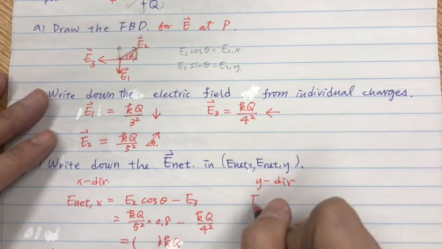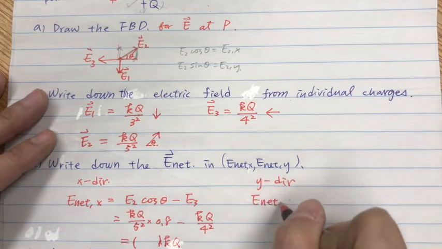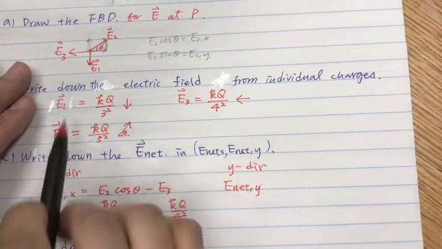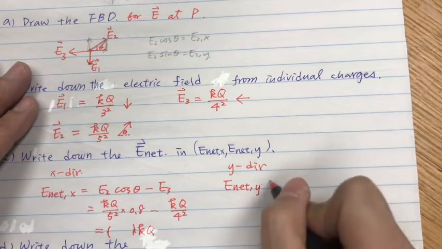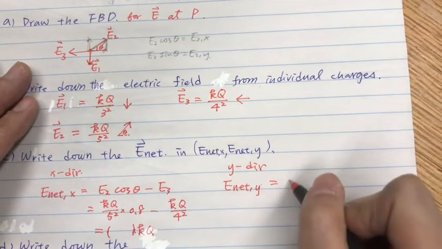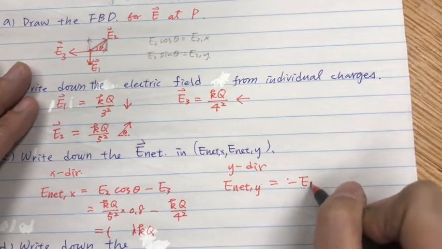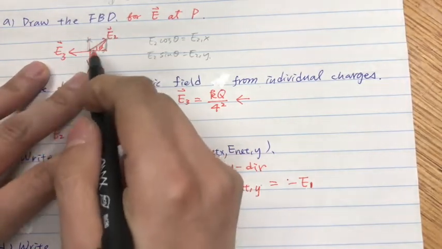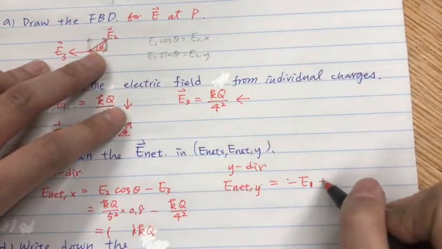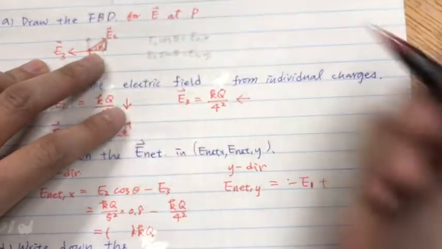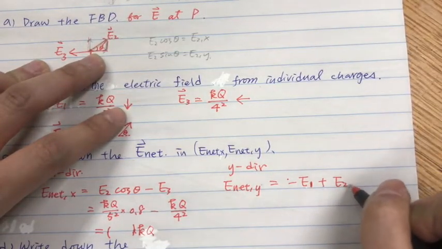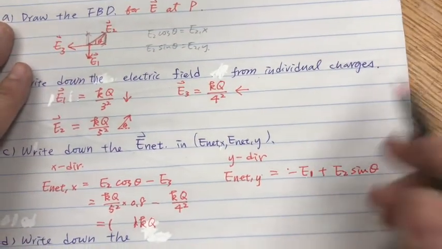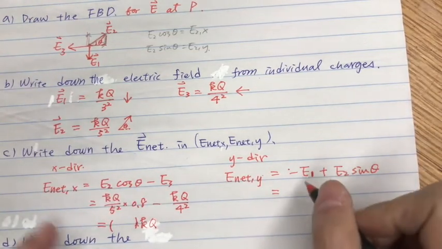In y direction, E net y, this one. So let's see what contributes to this component. In y direction, we have E1 completely on the y direction. I put a negative sign here to indicate the direction. And then E2 also has a partial contribution to the y component, so it will be E2 sine theta. And E3 has nothing to do with the y component, so we don't care about that.